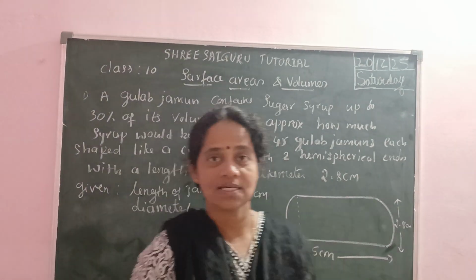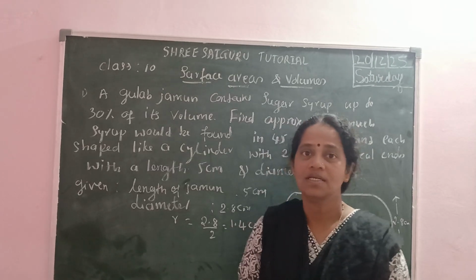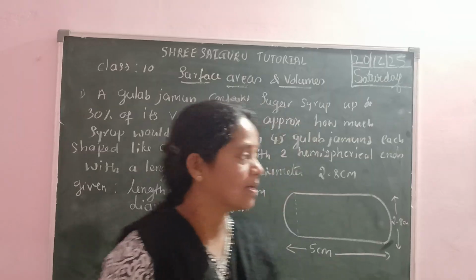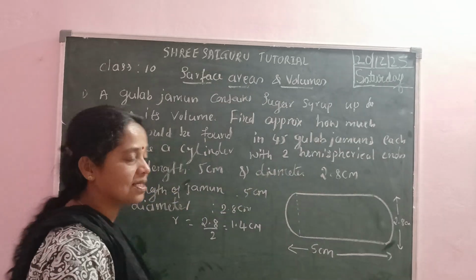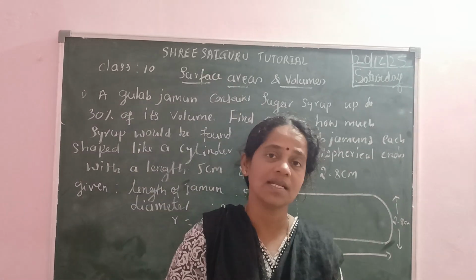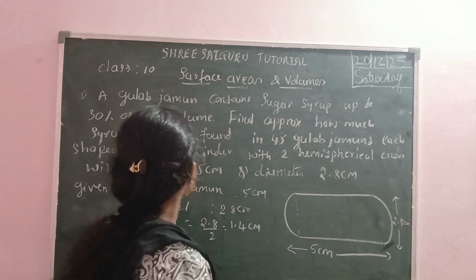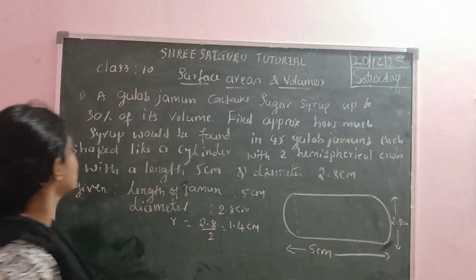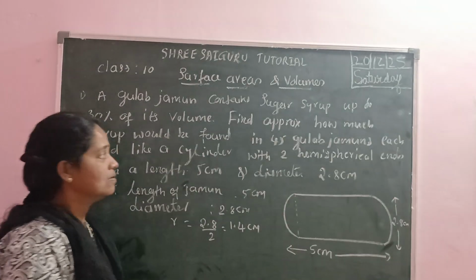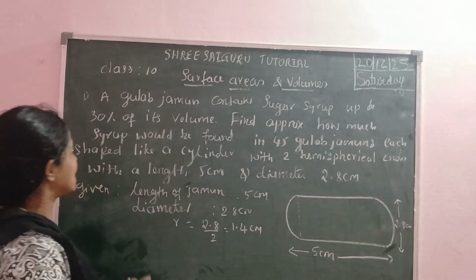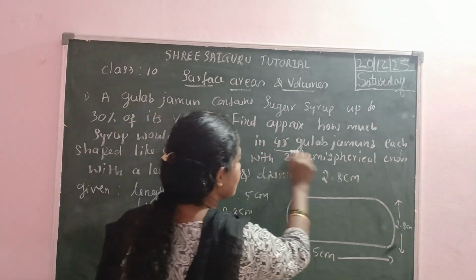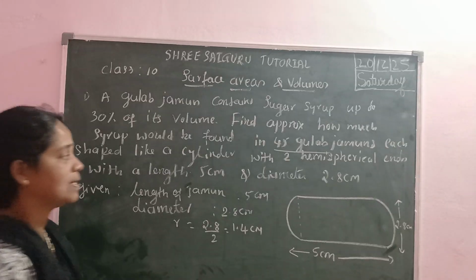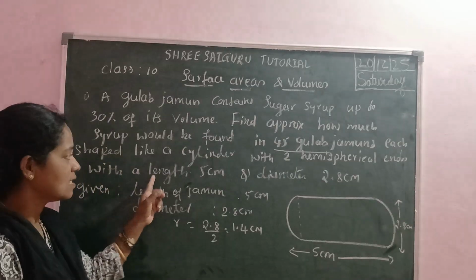Today's class we will discuss one more important question from the class 10th standard, and the lesson name is surface areas and volume. Dear students, this question is based on surface area and volume, and one simple problem is given. A gulab jamun contains sugar syrup up to 30% of its volume. Find approximately how much syrup would be found in 45 gulab jamuns, each shaped like a cylinder with two hemispherical ends with length 5 centimeters.